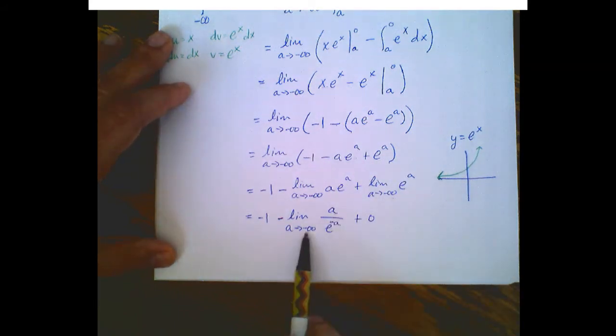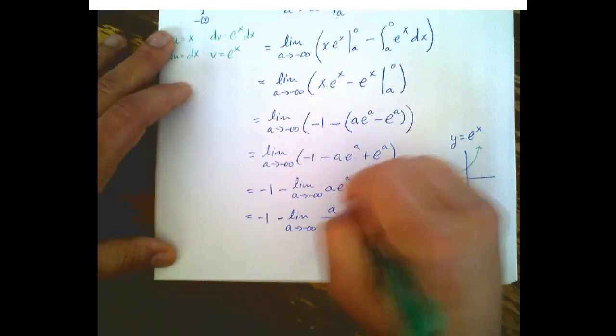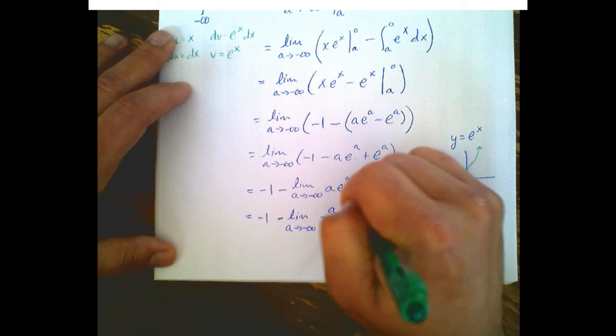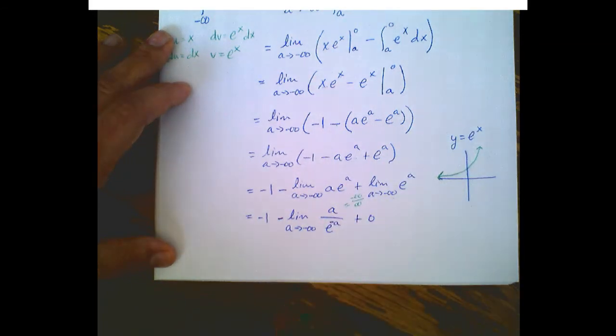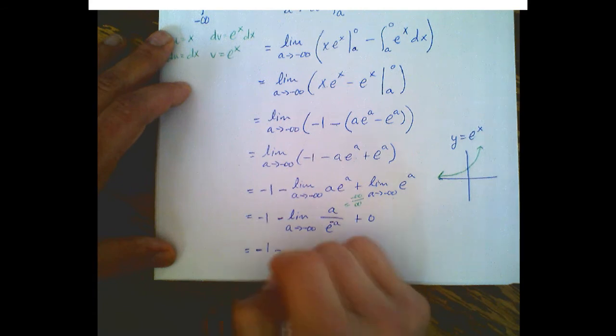If you think about plugging in negative infinity, we'll have negative infinity over, and negative infinity goes in here, that would be e to the positive infinity, which is infinity. So that's an indeterminate form for our limit. So let's take the derivative of each top and bottom, using L'Hopital's rule.